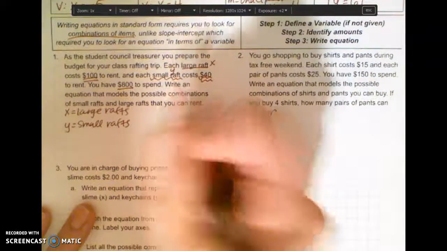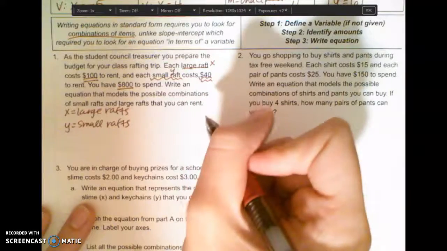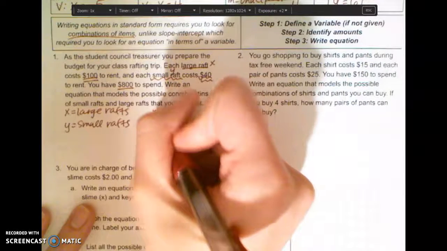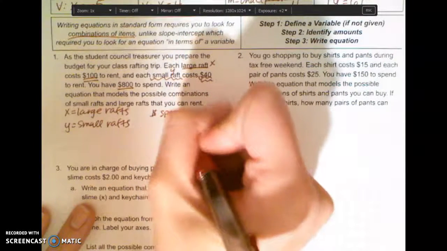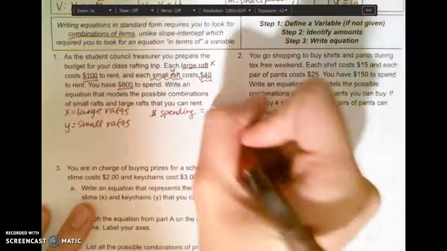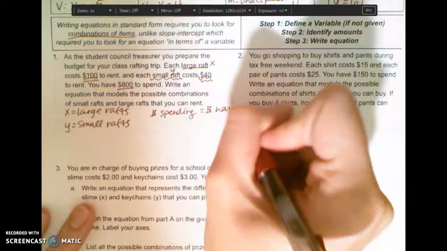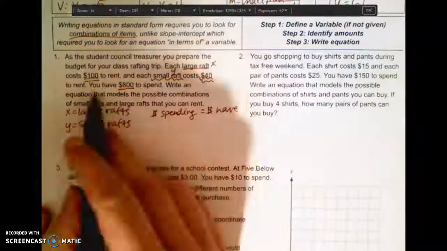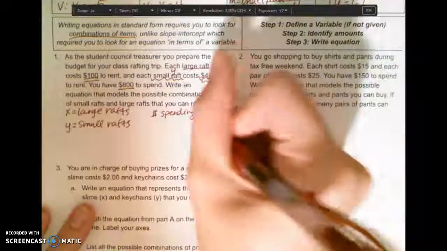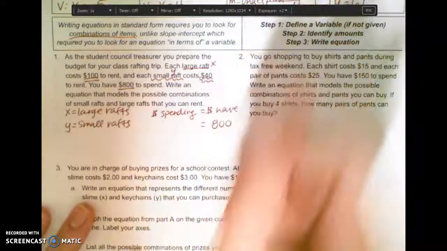Well, what goes with each of those? On one side of my equation, we're going to have the money that we are spending on the rafts. On the other side, here's the money that we have to spend. Well, how much money do we have? We have $800 to spend. So all this will be equal to 800.